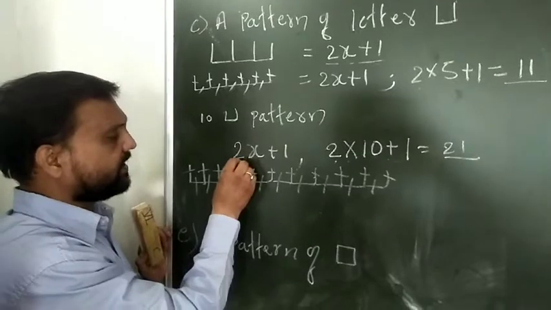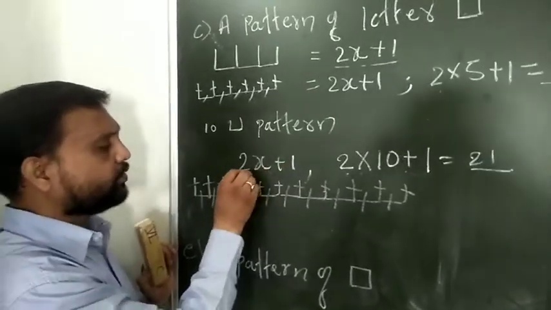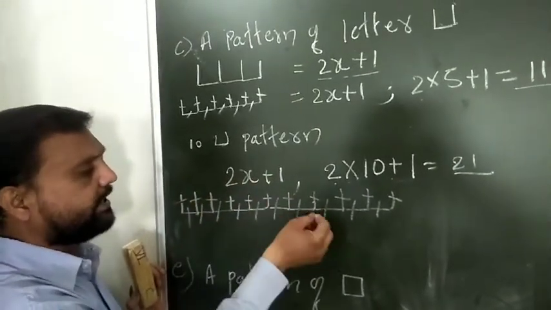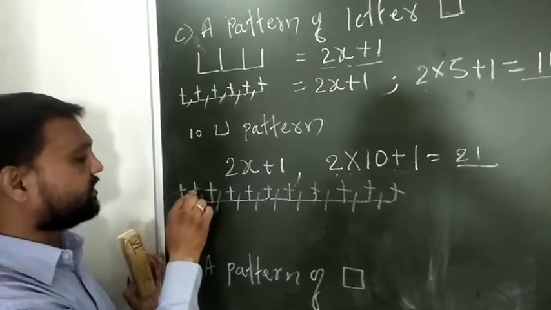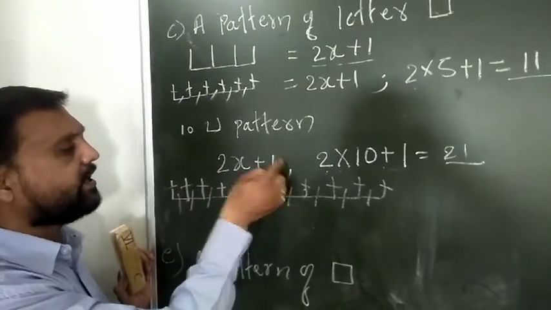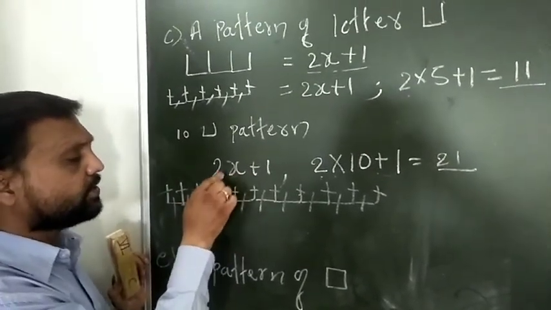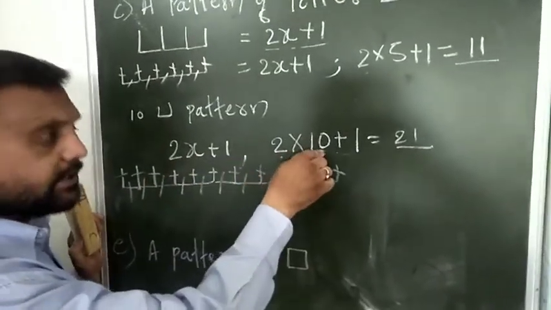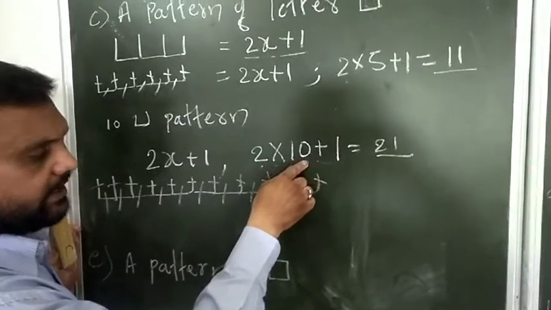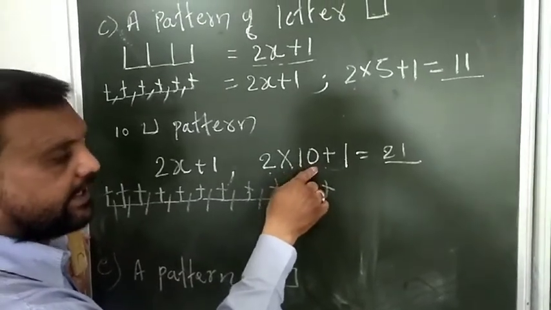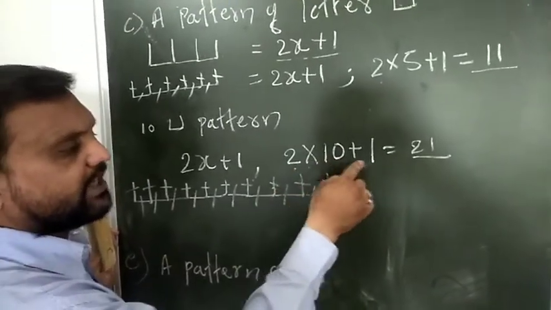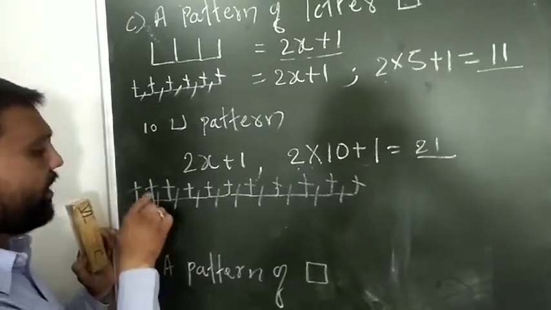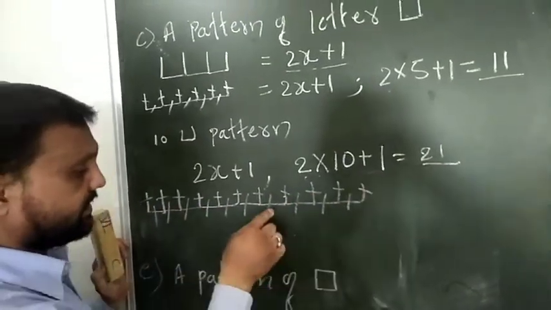The expression for that is 2x plus 1. Why 2? Because next time we require 2 sticks and first time we require 3 sticks. So the remaining one we are taking here, and any alphabet you can use here. So the expression for this is 2x plus 1. So when you take the 10th term of a U pattern, in the value of x you can take 10. So 2 into 10 plus 1 is equal to 21. To make 10 U's, we require 21 sticks, we find here.